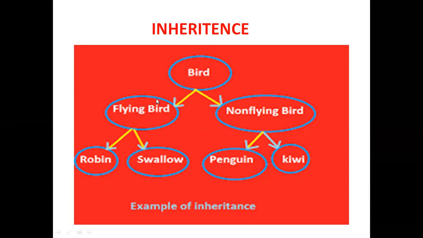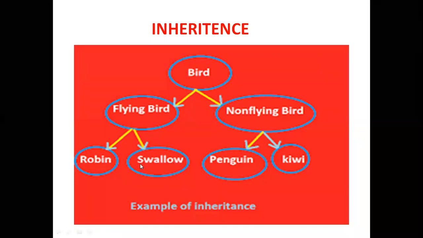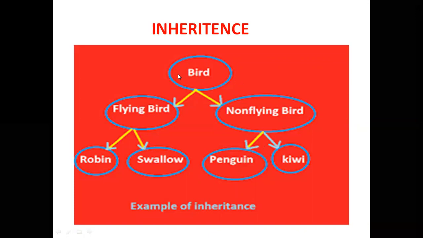If I talk about the flying birds, we have the robin and the swallow. The non-flying birds are the penguin and the kiwi, they cannot fly. All four are birds. These two are flying birds and these two are non-flying birds, but all are birds. So this is an example of inheritance.